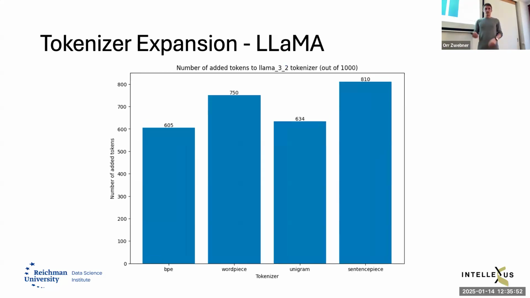I also checked which of the 1,000 tokens that I added haven't already appeared in the vocabulary. You can see SentencePiece constructed 810 new tokens that the Llama tokenizer didn't already know. BPE has the fewest, which is pretty logical because Llama uses BPE to construct its own vocabulary.